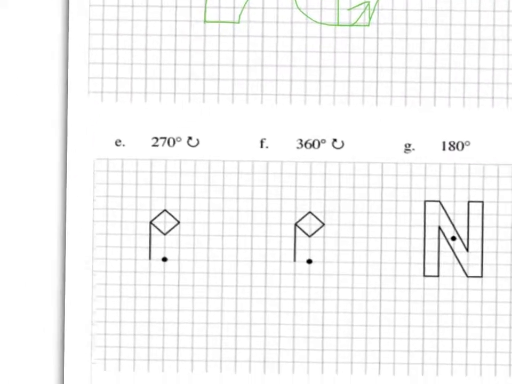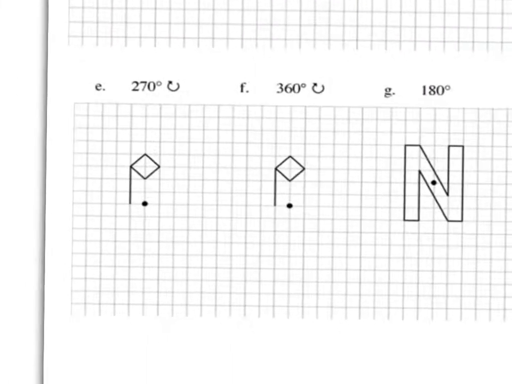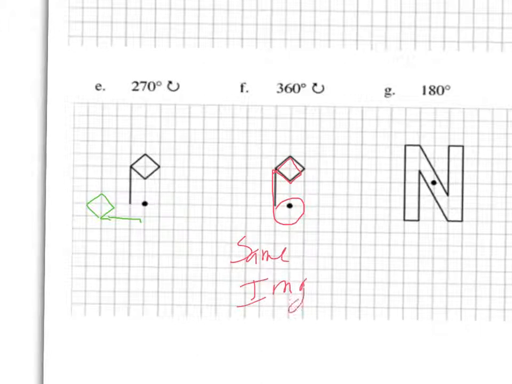All right, let's look at the next one. E, we're rotating this 270 degrees clockwise, so we're going here. This would be 90, 180, 270, so the point would be there. We're going 3, so that's what that would look like. Of course, minus my circle there. 360 degrees, we would rotate it till it fell right back on itself, and we would actually get the same image.